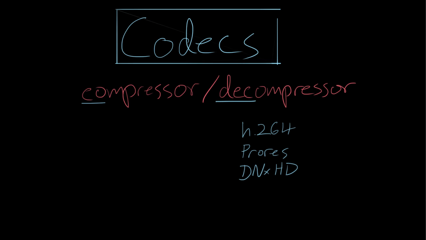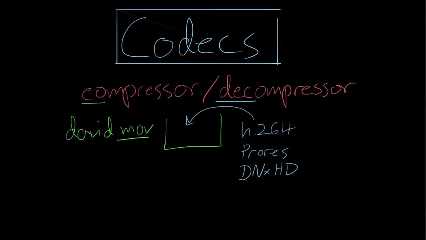A container is a type of file, which is not the same thing as a codec. I know it's confusing, but say I have a file called david.mov. This is a QuickTime video file. This is not a codec. This is what we call a container. So this is like a bucket, okay? And all sorts of things can go in here, all sorts of different codecs. So this david.mov might have H.264 in it, or might have ProRes in it, or might have DNx HD in it, or one of a whole bunch of other different things. But this is just the container, not the codec.